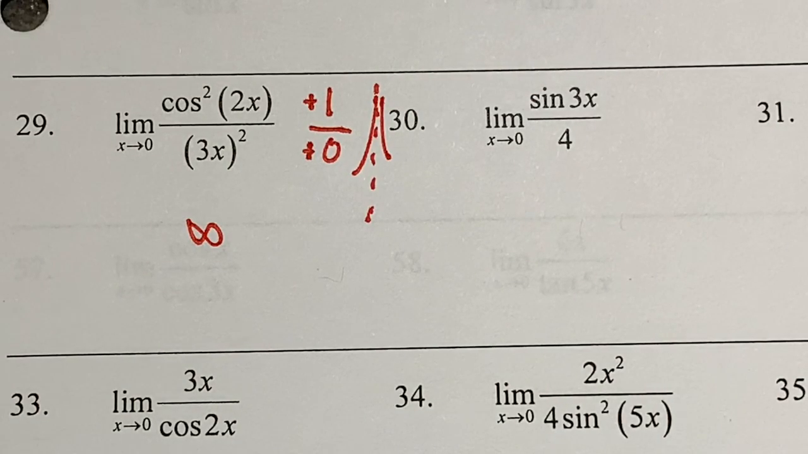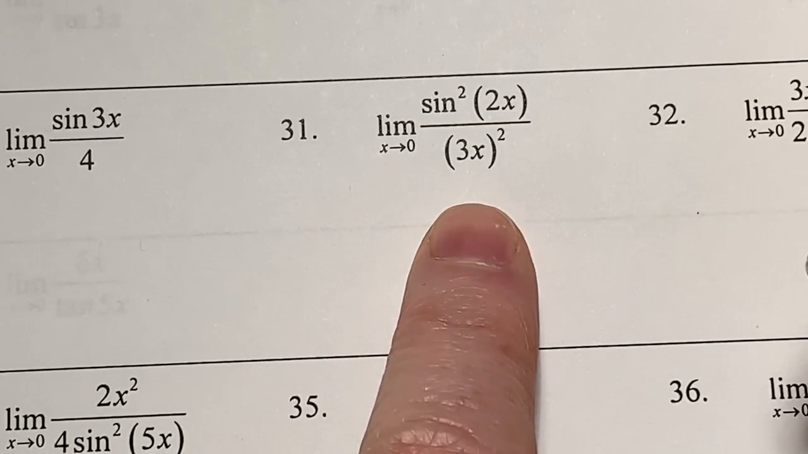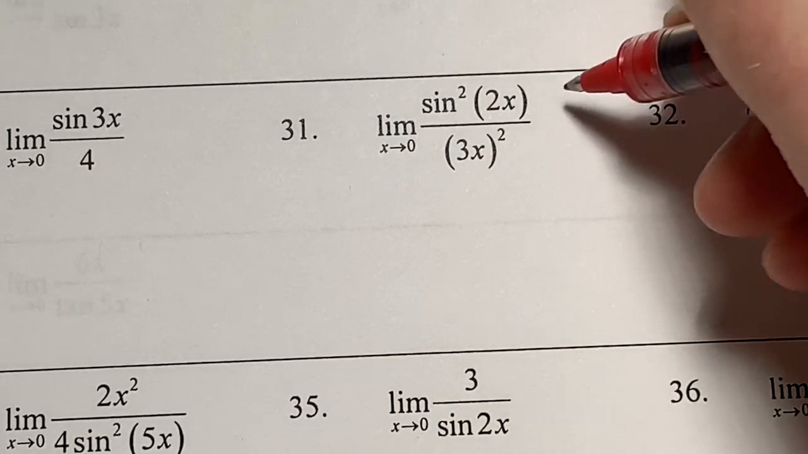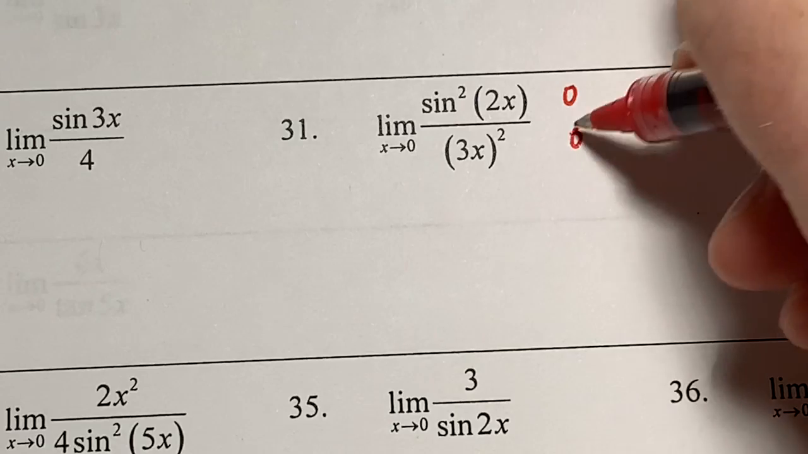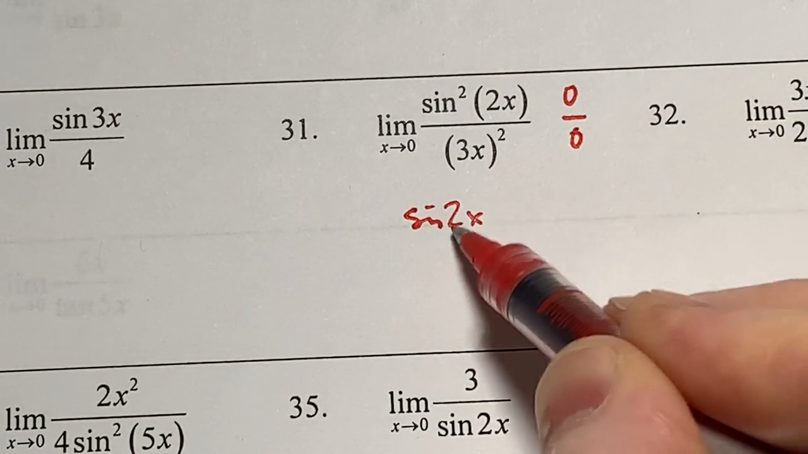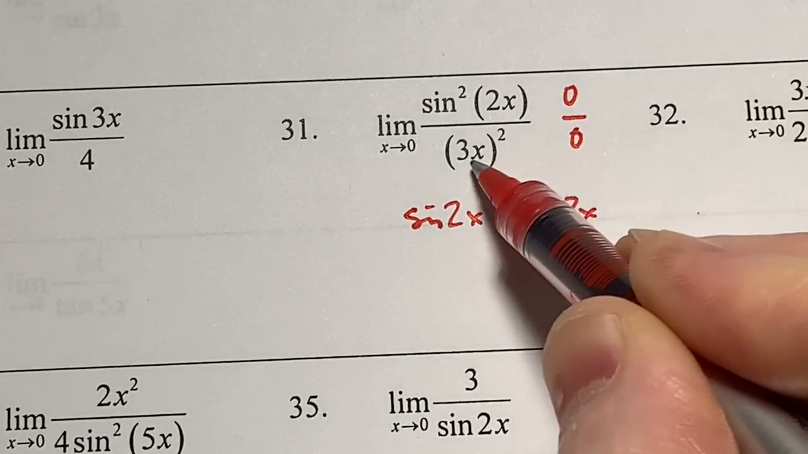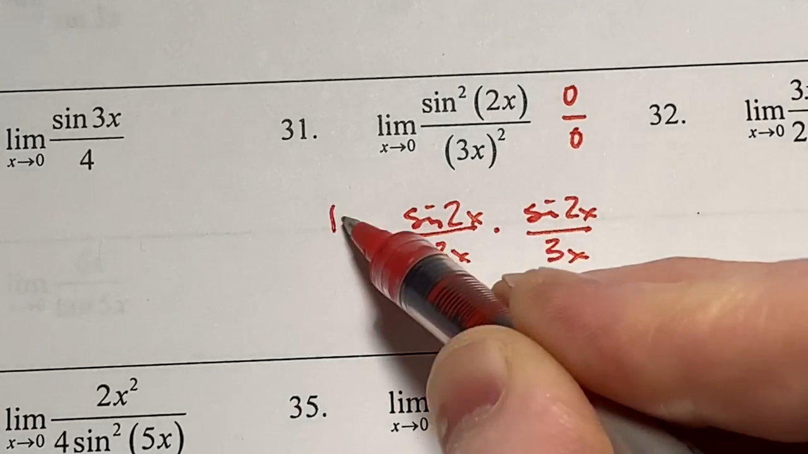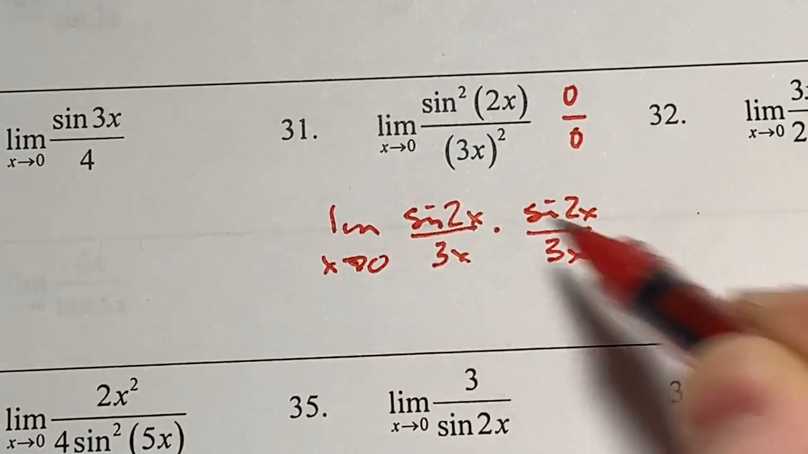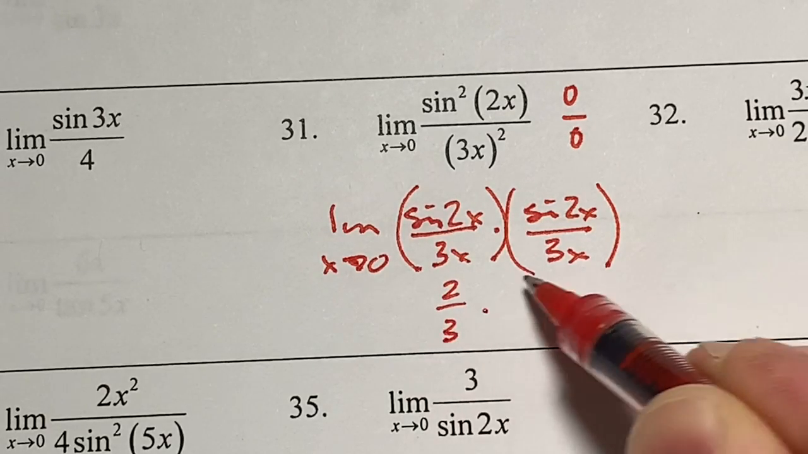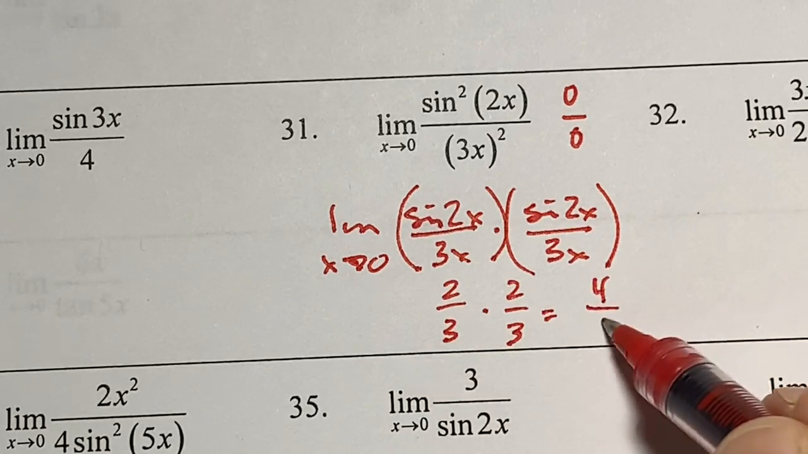But then this problem here on number 31 looks almost exactly the same, but there's a sine in it. Check it out. Plug a 0 in there. You get a 0. Sine of 0 is 0, 0 squared is 0. 0 times 3 is 0, 0 squared is 0. Now I got to go to my rules. So what do I do? I split up that sine of 2x. I have two 3x's. So I'm going to take the limit of this now. And what happens when I take the limit of each of those? Well, they both are rules now. So 2/3 times 2/3 is 4/9.